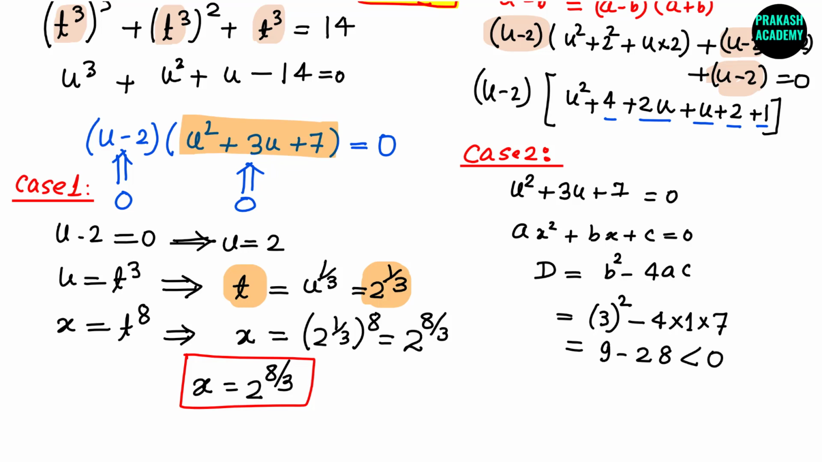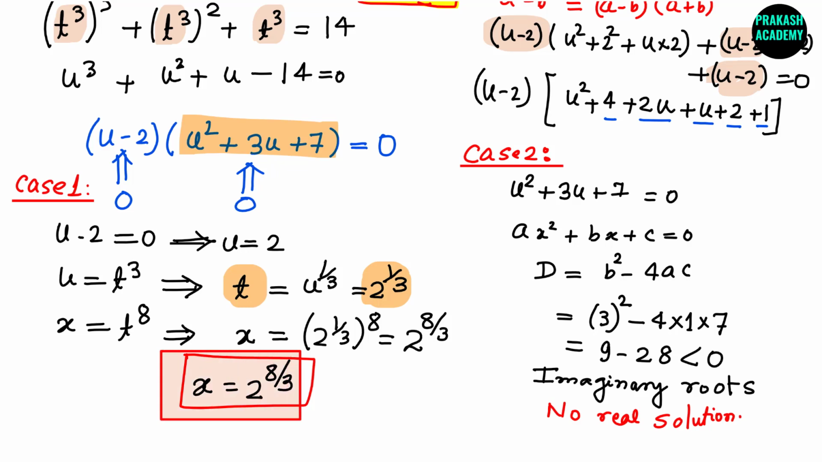If the discriminant is negative, the quadratic equation has imaginary roots. So in this case u, t and x will be imaginary, but we want real roots. So no real solution will be obtained from this case. So for this problem we will have only one solution, that is x equals 2 raised to the power 8/3.